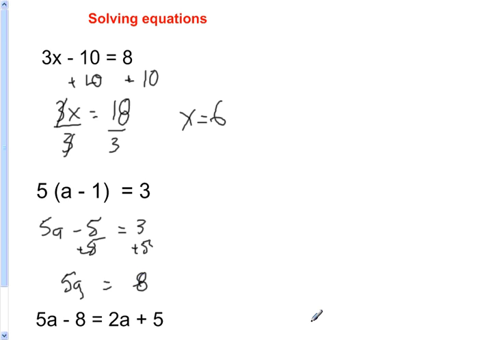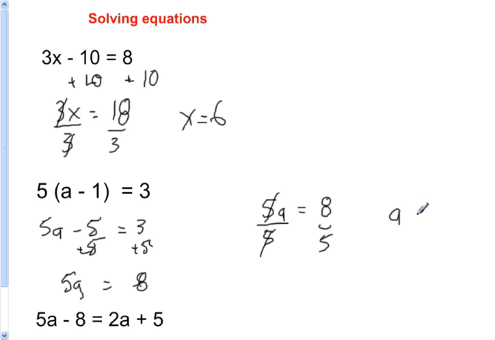Now, I apologize for the writing getting a little messy, so I'm going to try and write that again a little neater. 5a is going to equal 8. Now we get to this point, and we need to isolate for a, so we divide both sides by 5. And what we have is a is equal to 8 over 5.